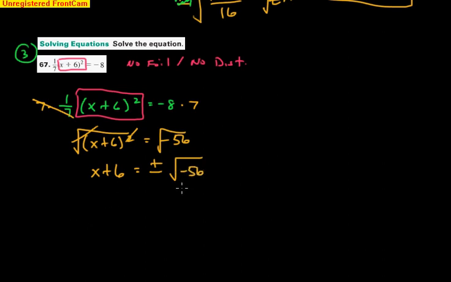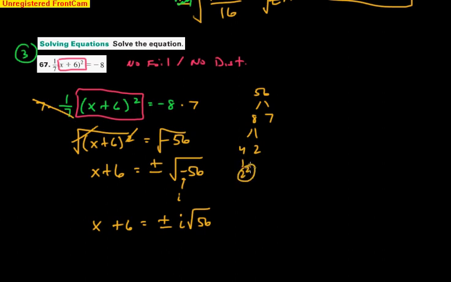Now, that negative is the letter i. So over here we get x plus 6 equals plus or minus; the i comes out, the 56 stays inside. Now I'll take 56 and break it apart. I know that 56 is 8 and 7. I know that 8 is 4 and 2. And 4 is a perfect square, 2 squared. So 2 squared, second 2, and the 7.